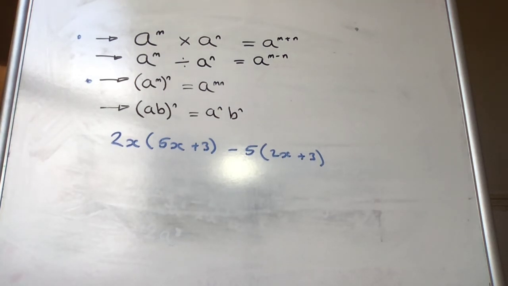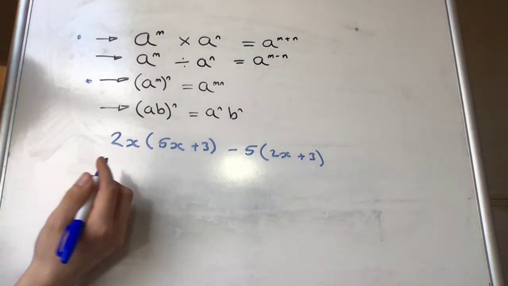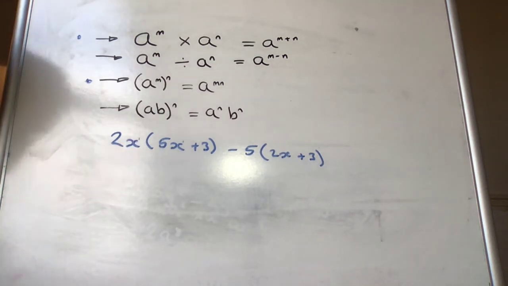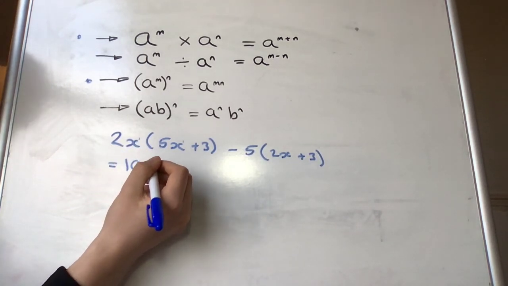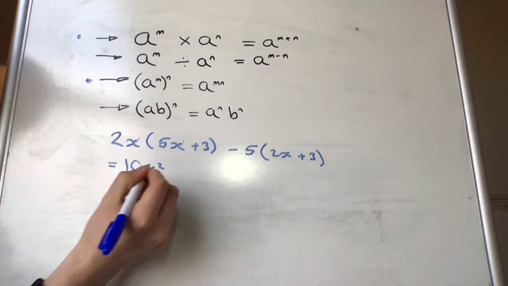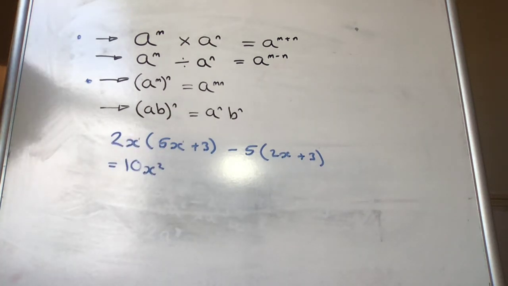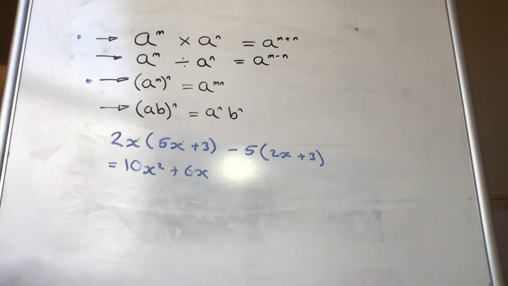Remember, our first step is to try and expand the brackets. So 5x times 2x is essentially the same as saying 5x to the power of 1 times 2x to the power of 1. And 1 plus 1 is 2. We're multiplying the 5 and the 2 to get 10, and then adding the powers of x, so 1 plus 1 is 2, giving us 10x squared. And then here, 3 times 2x, we want to separate the terms, so 3 times 2 is 6, times the x, that will give us 6x.